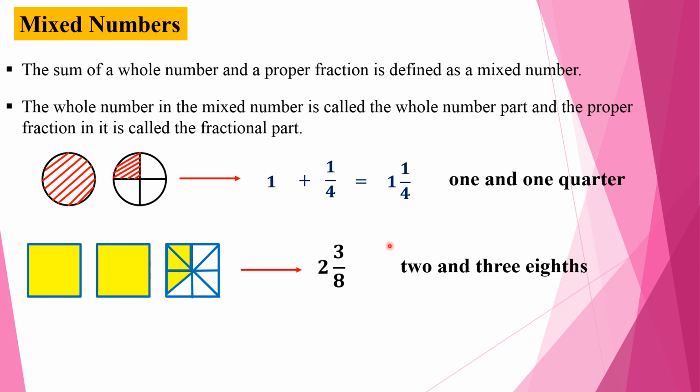This is the method of reading. This one is 2, then we can write 2, then separate with 'and'. This one is 3/8, but the writing method is 3/8.